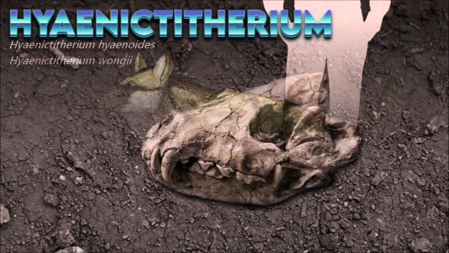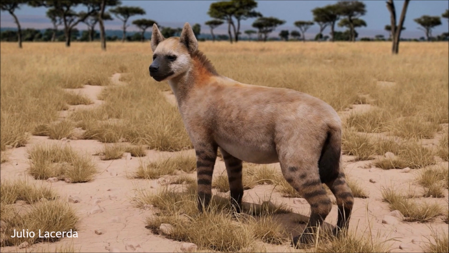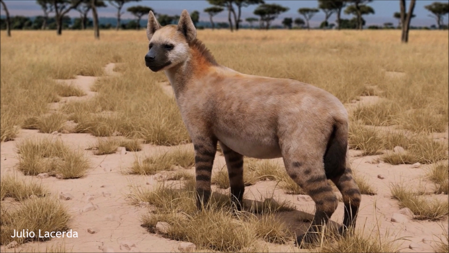Hyaenictitherium is another genus of hyena, more closely related to modern hyenas. Two species have been found in this geological formation, but some believe they might belong to two different genera.